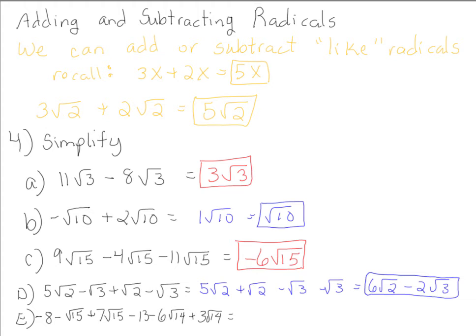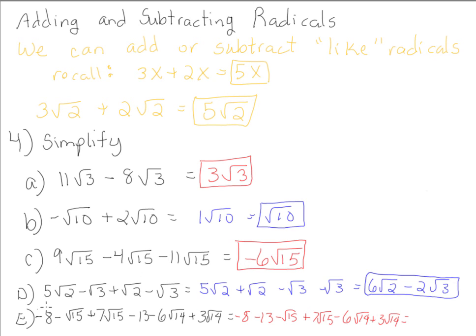Okay, let's try this one more time. Let's combine our like terms and write them by each other. So we have a negative 8 minus a 13. And now let's look at the radicals. So we're going to combine the square roots of 15's together and then the square roots of 14's. So I have a negative the square root of 15 plus 7 the square root of 15. And then for our 14's, we have a minus 6 the square root of 14 plus 3 the square root of 14. And now we'll just add or subtract the like terms.